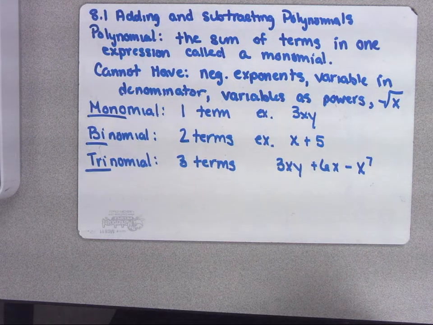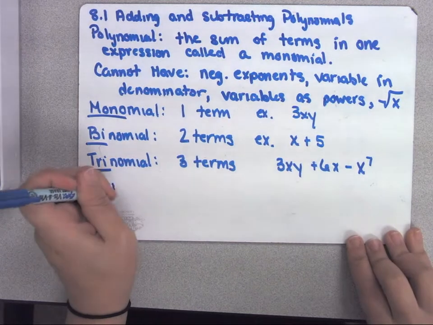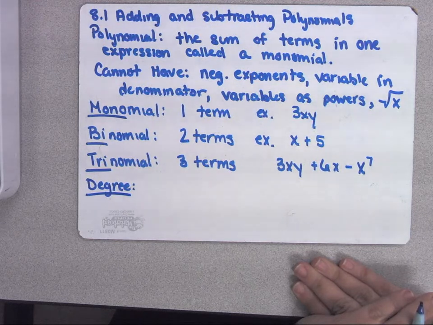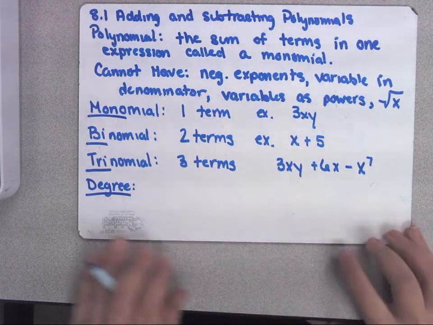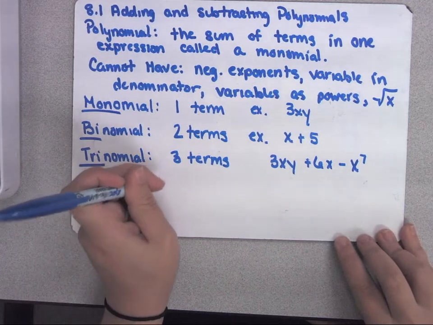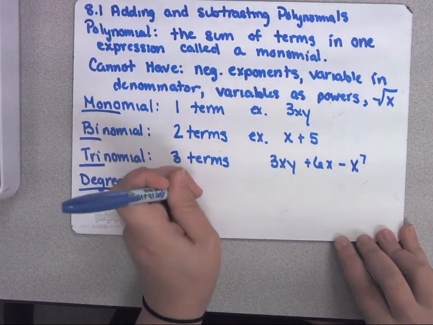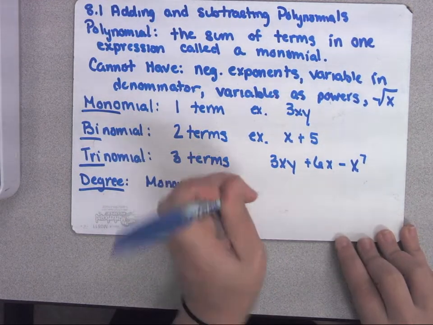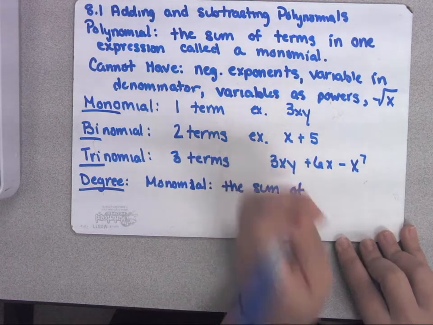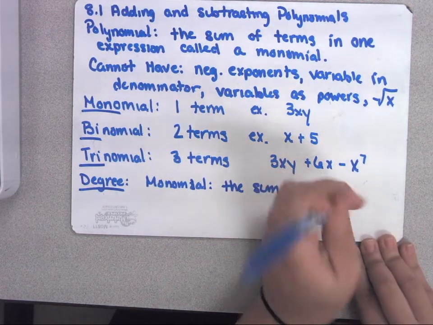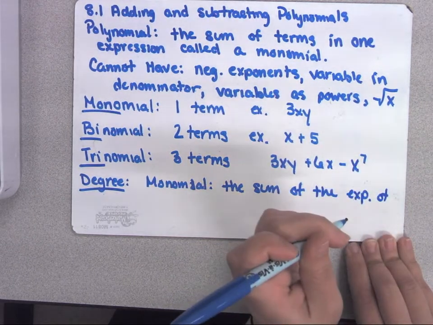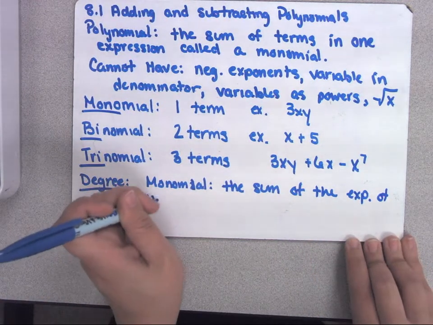Okay? Now, first thing you're going to have to, I forgot the word degree. I forgot a definition. Got too excited. The degree of a monomial, because they're 2 different things. So the degree of a monomial is the sum of the exponents of the variables.